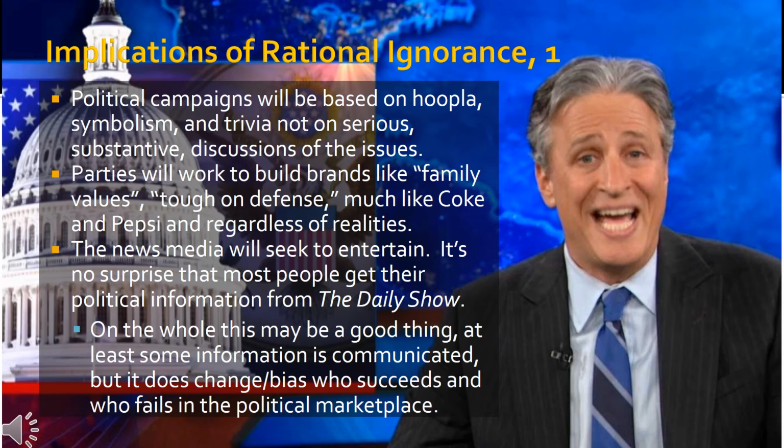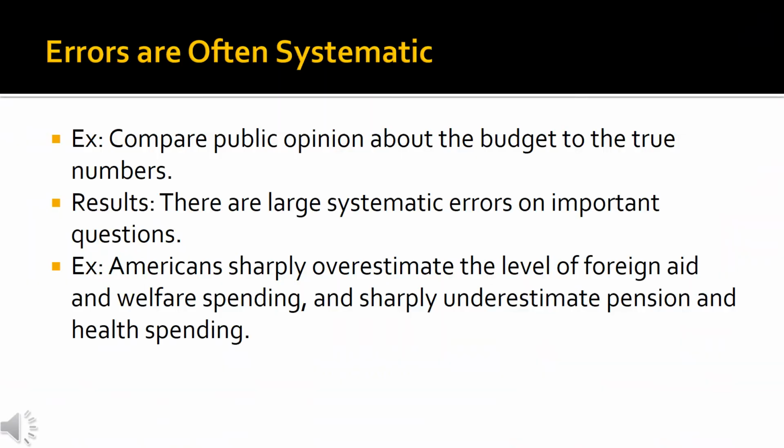We may not end up with the 10% of the population who's actually informed making the decision. So in practice, these errors that voters have, this ignorance is often systemic rather than just being random. So if you look at public opinion about the federal budget compared to the true numbers, you see they're often wrong in the same direction. You see that they often overestimate the budget or different components of the budget consistently. So we see Americans overestimate the level of foreign aid and welfare spending. People think welfare spending is a large portion of the federal budget. In fact, it's a very minuscule part of the federal budget.